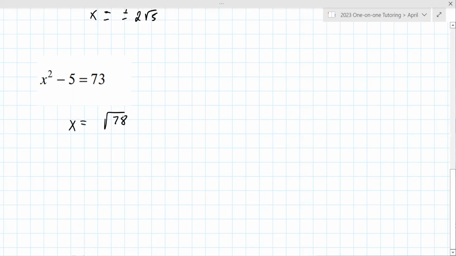Yeah, x equals square root of 78, because you can't divide it any further. If this is what you wrote, I would give you 5 out of 10 points for this answer. Can it be simplified? I didn't think it could be. It cannot be simplified.